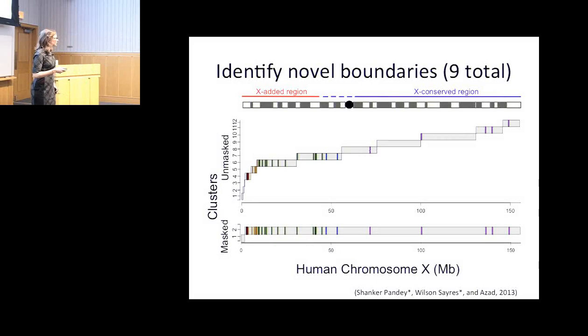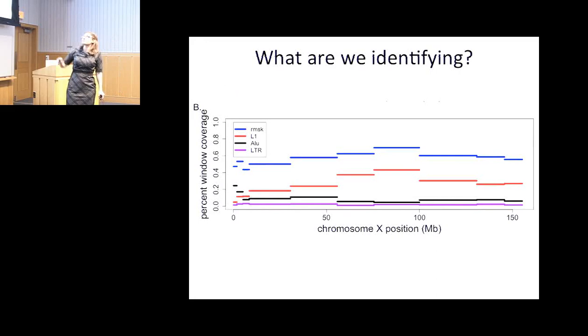So it seems like the repetitive elements are really what's driving the signal. And when we look at that and we break it down, we see that among the repetitive elements, these RepeatMasker LINE elements are really the bulk of what we're picking up here.